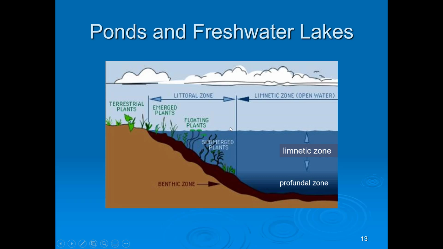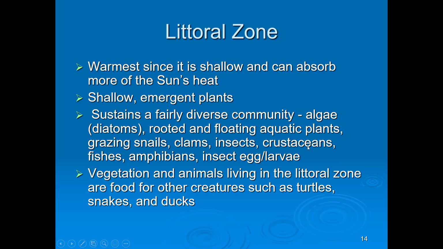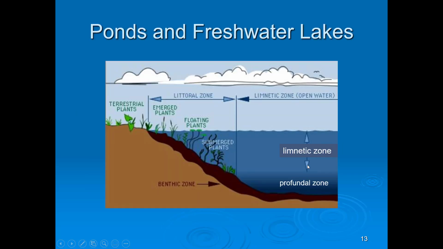Lots of light, shallow plants. So you can put this all in the zones. Limnetic Zone is the open water. It's the stuff in the middle. However, notice the Limnetic Zone, not only does it go across, it goes down. It's everywhere in the pond that is open water with no rooted plants that also gets light. So that means that's where any other photosynthesis is going to go on.